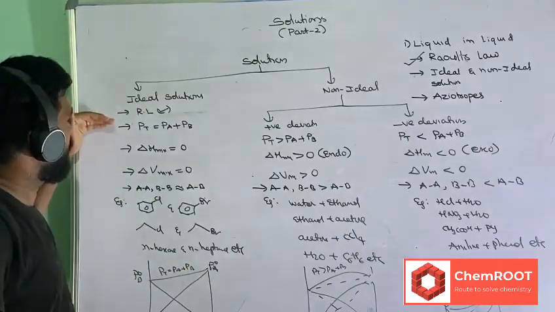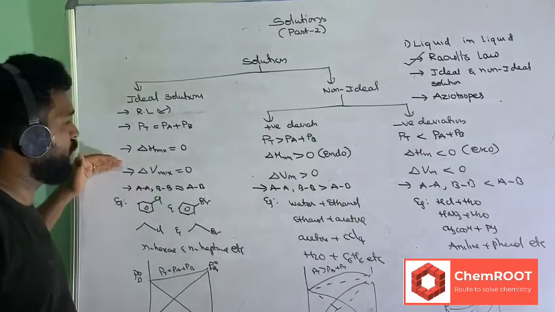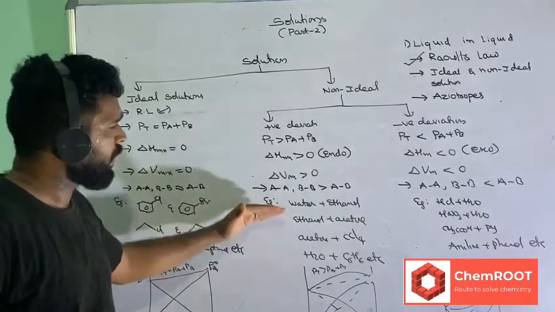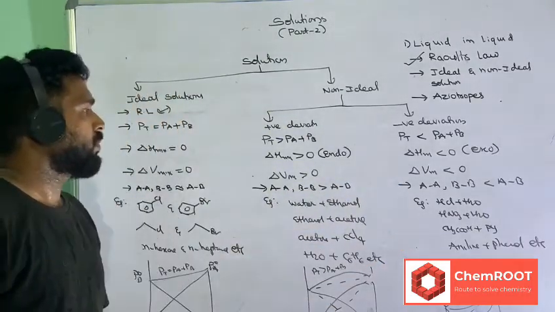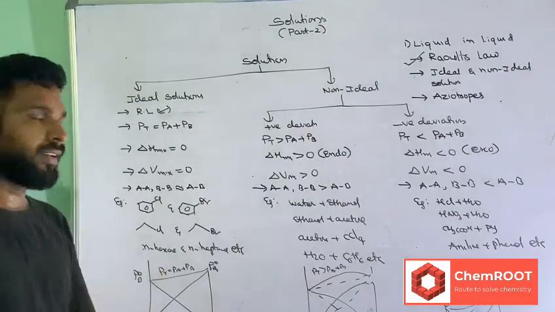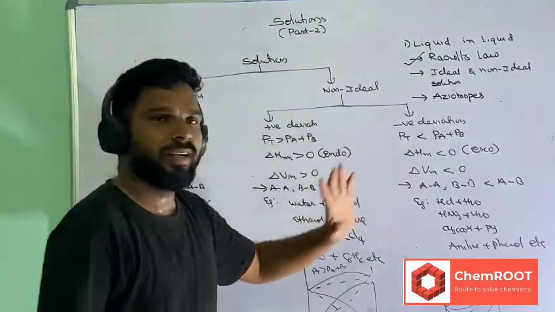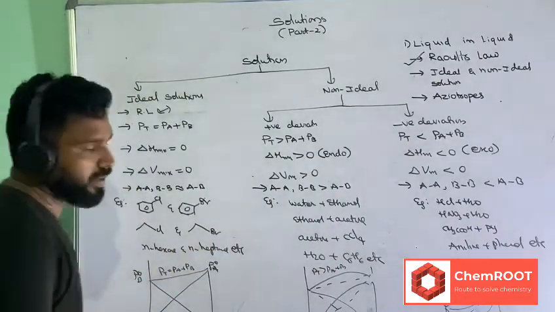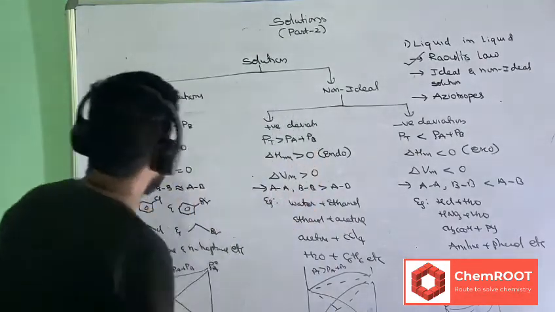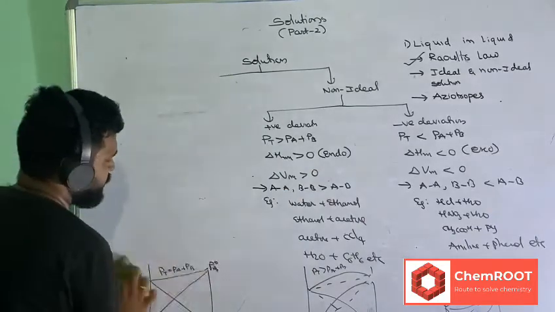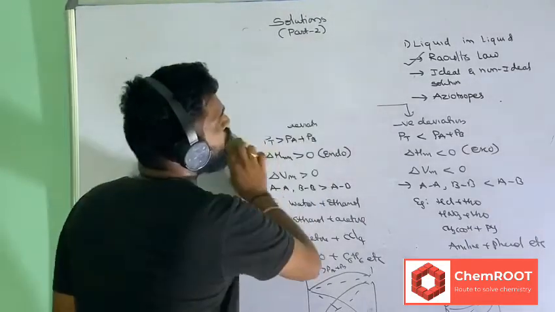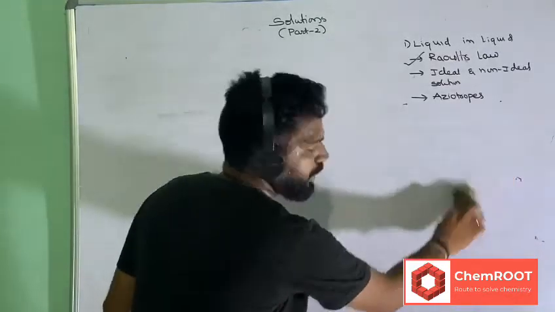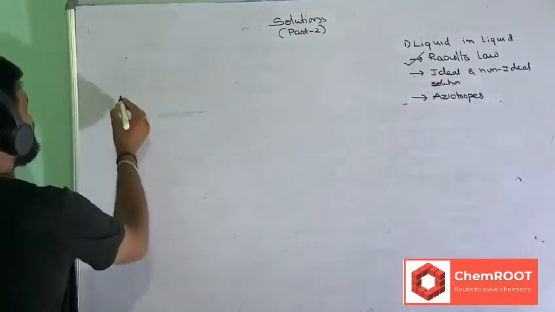And some of the important points related to the solutions, and for us the important examples are also given here. Okay, so whenever we mix solutions, if energy is released, that comes under negative deviation. Okay, so those are the examples for ideal and non-ideal solutions. And finally we will come to the next topic, azeotropes.